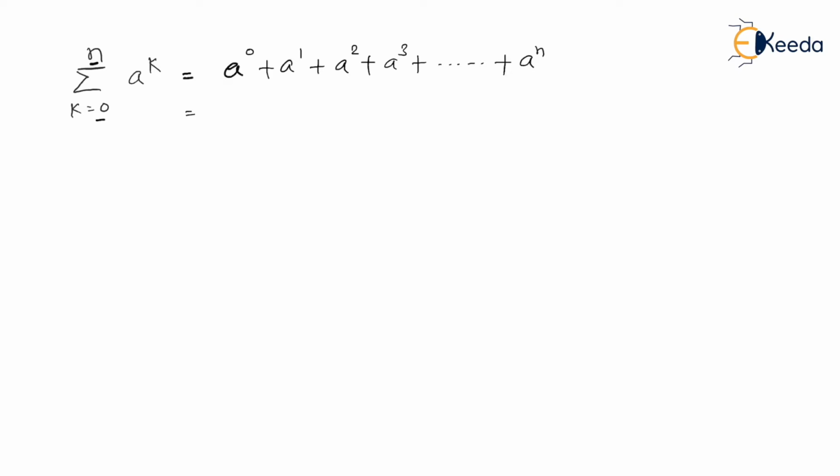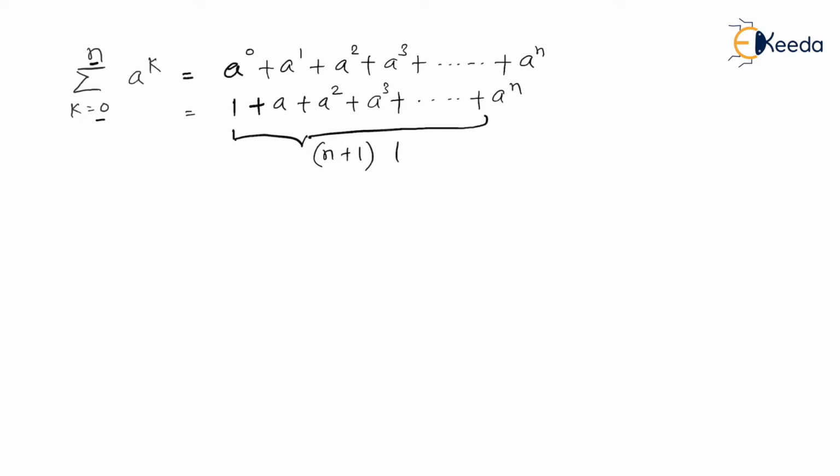Or I can further write it as a to the power 0, which is 1, then a to the power 1, which is a itself, plus a square plus a cube and so on. I can go up to a to the power n. So this type of GP series has a total of n plus 1 terms. Am I right? So these are a total of n plus 1 terms. So when we have this kind of GP series having n plus 1 terms, it is quite inappropriate to write it in this form.